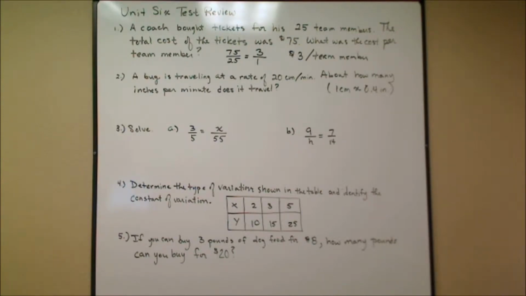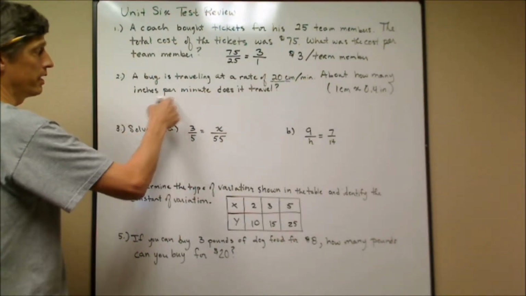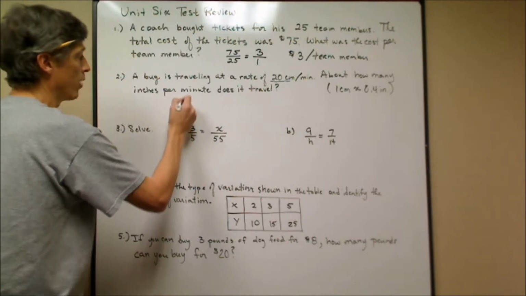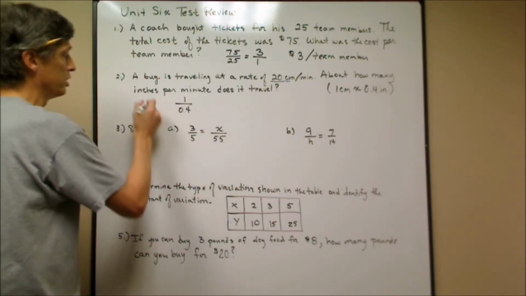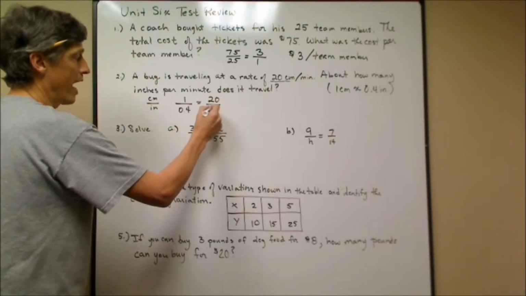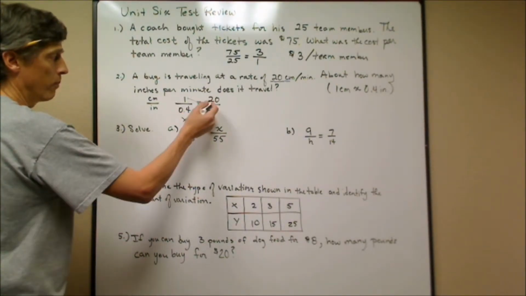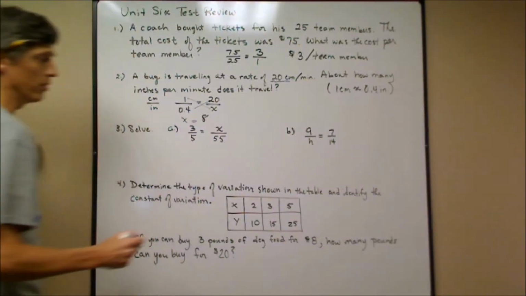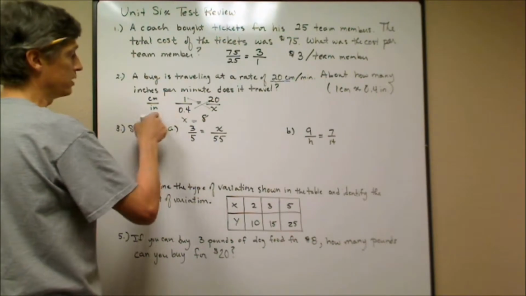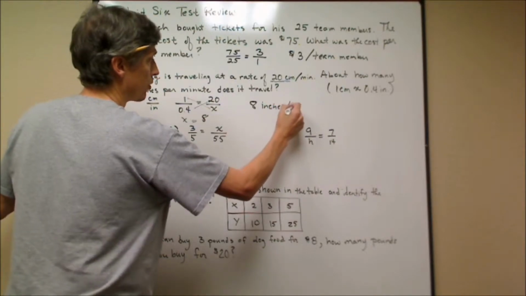All right, in this next example, it says a bug is traveling at a rate of 20 centimeters per minute. About how many inches per minute does it travel? Well, what you have to do here is figure out 20 centimeters in inches. So we have this conversion rate that 1 centimeter is 0.4 inches. I have centimeters on top, inches on the bottom. So 20 centimeters is how many inches? I'm going to cross multiply, I get x equals, now 0.4 times 20 is 8. You can do the arithmetic, but it's definitely 8. And this is my inches here. So the bug travels at 8 inches per minute.